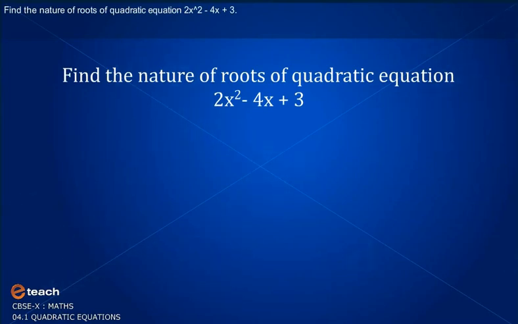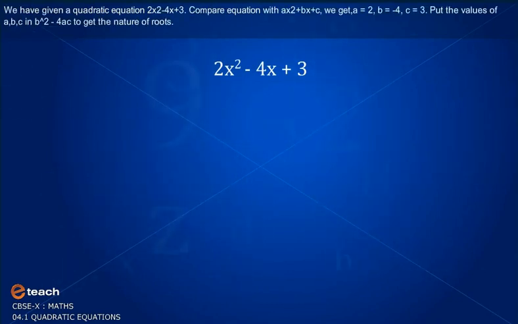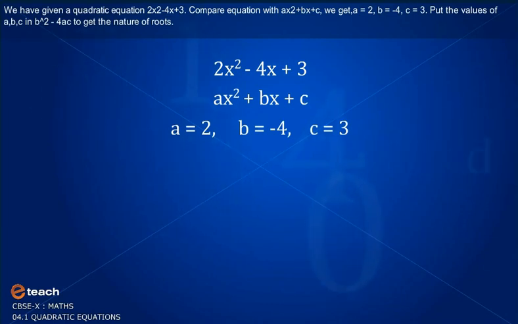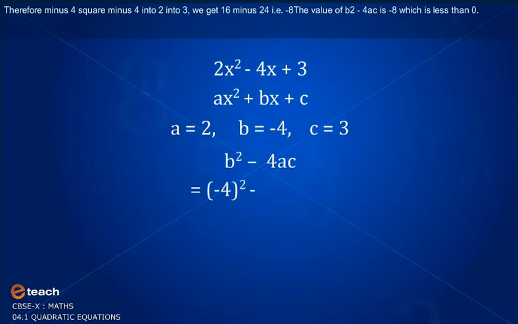Find the nature of roots of quadratic equation 2x square minus 4x plus 3. We have given a quadratic equation 2x square minus 4x plus 3. Compare the equation with ax square plus bx plus c. We get a is equal to 2, b is equal to minus 4, c is equal to 3. Now put the values of a, b, c in b square minus 4ac to get the nature of roots. Therefore, minus 4 square minus 4 into 2 into 3. We get 16 minus 24, that is minus 8.